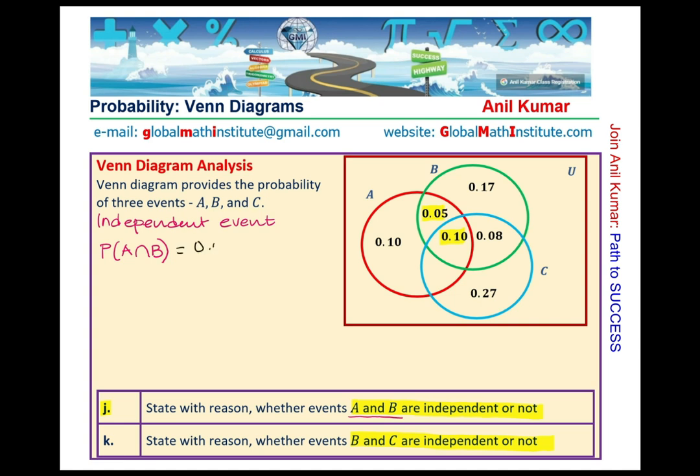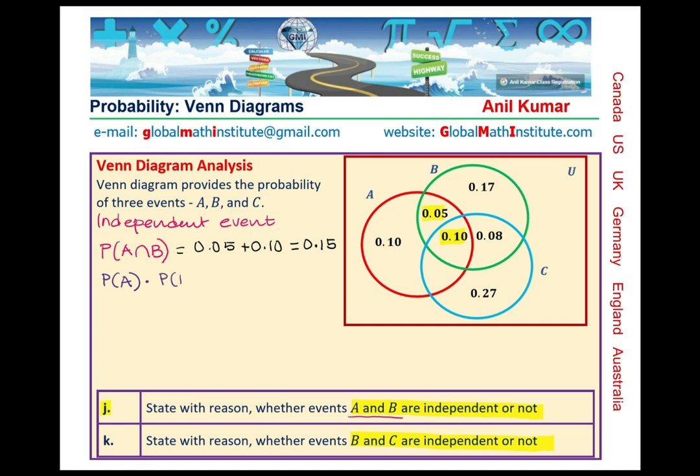It is 0.05 plus 0.10, which is 0.15. Now, if this probability is the same as probability of A times probability of B, then it becomes independent, otherwise it is dependent. And now let's find what is the probability of A times probability of B.